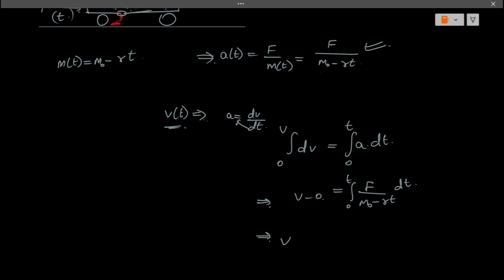Now we have the velocity as a function of time upon integration as F by R ln m0 over m0 minus Rt, which is going to be our final answer for the problem.